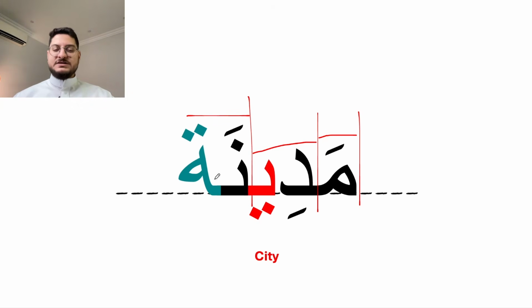Medina. Since Medina ends with a ta marbuta, the word city in Arabic is always treated as feminine. So if I would say this is a city, I would say هذه Medina rather than هذا.